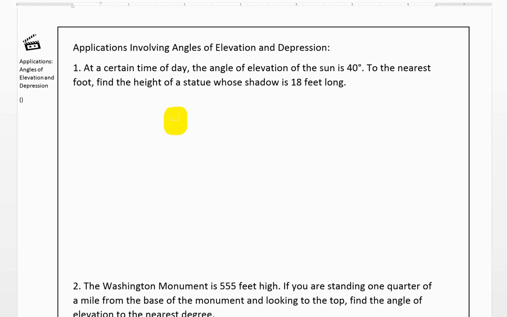So we've got the sun, and we've got a statue. Okay, and the sun is shining down on the statue and making a shadow. We're told that that shadow is 18 feet long. Now, the angle of elevation is the angle that you have to look up to see the sun. So we're saying that this angle right here is 40 degrees.